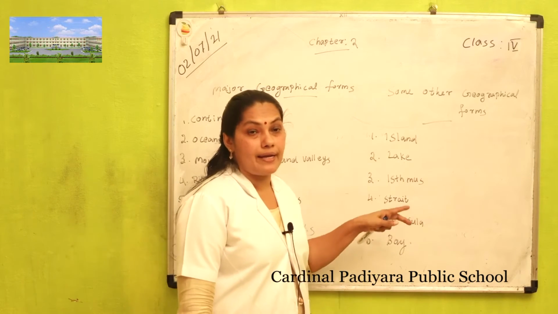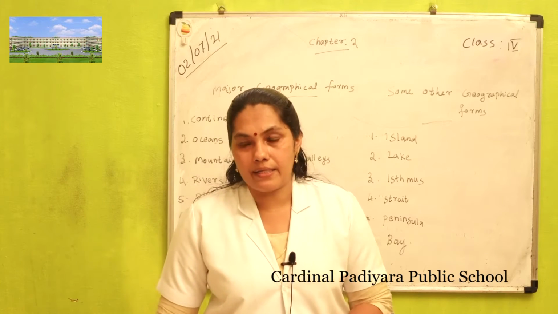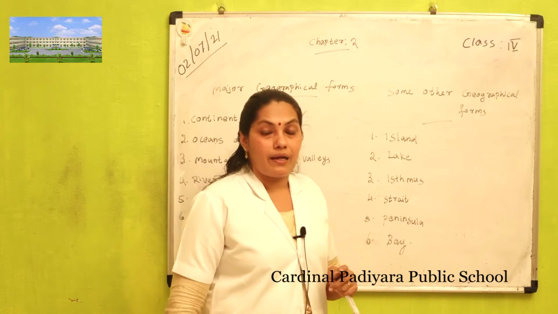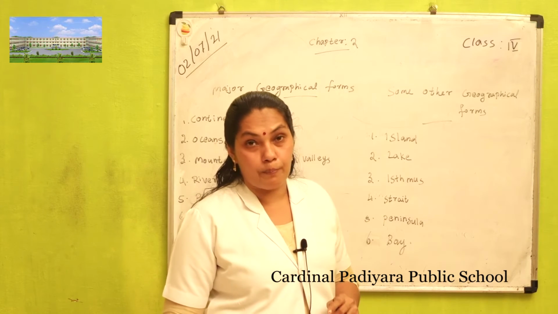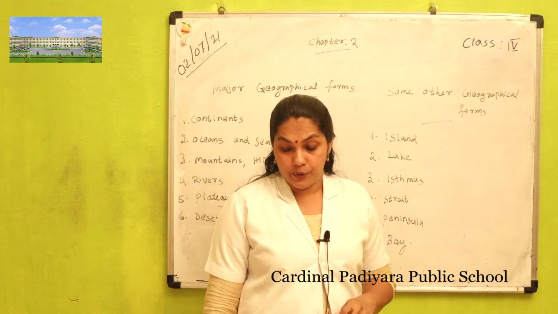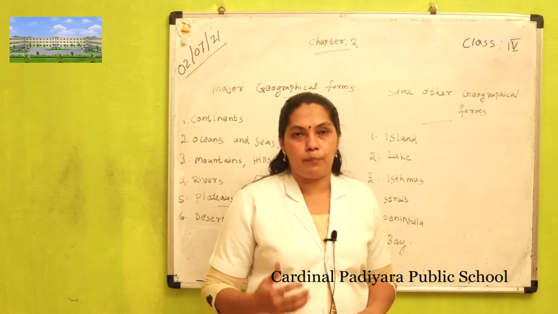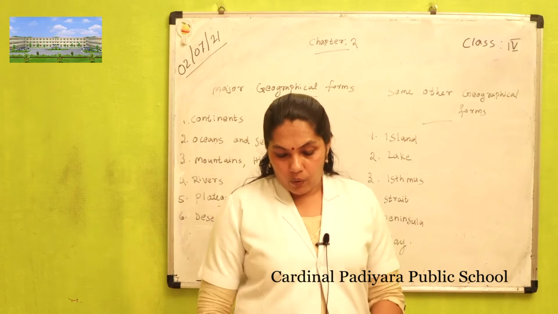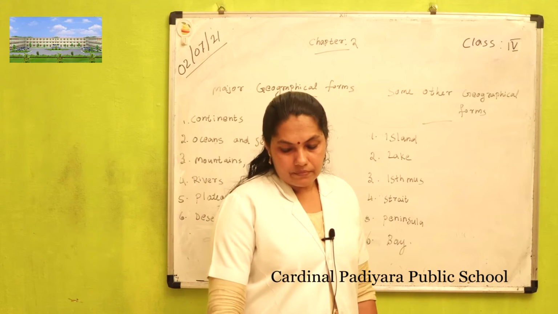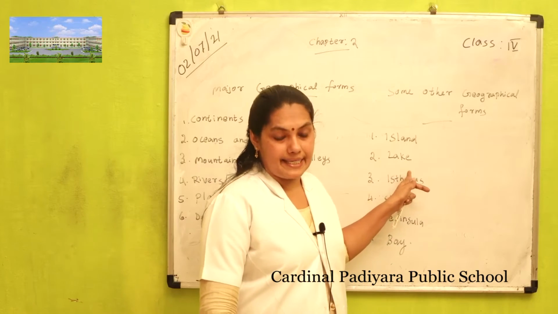There are two groups of islands: the Andaman and Nicobar Islands in the Bay of Bengal, and the Lakshadweep Islands in the Arabian Sea. A group of islands close together is called an archipelago.